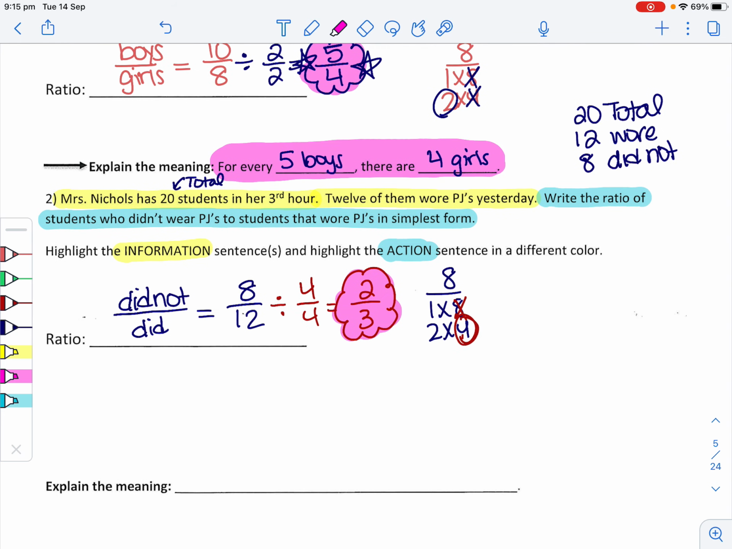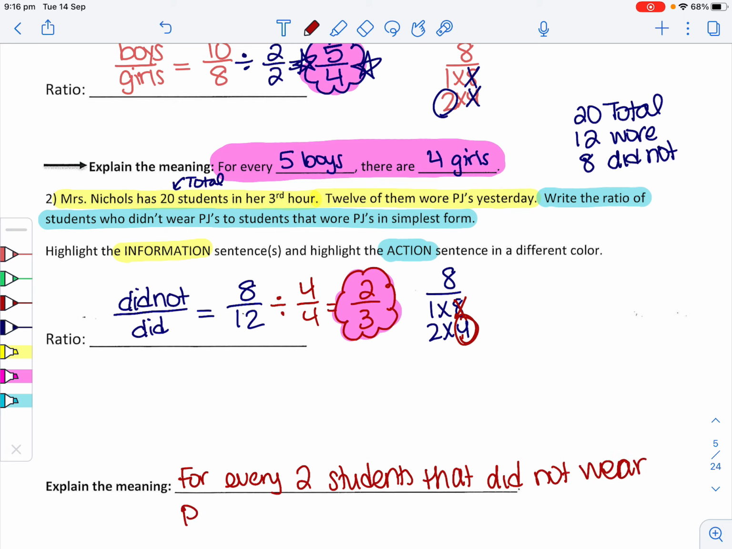So down here I have a line to explain the meaning. So I'm going to say for every 2 students that did not wear PJs, three students did. Okay. So these are part-to-part ratios.